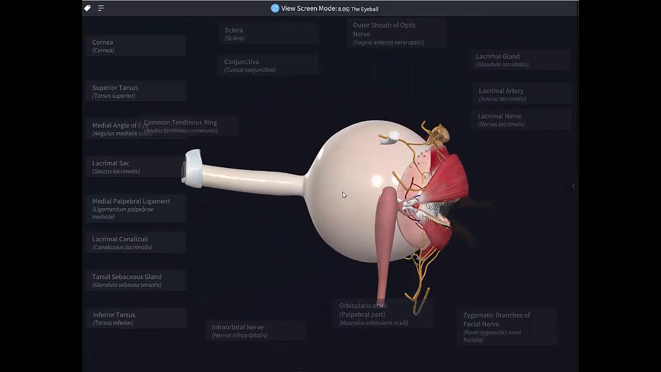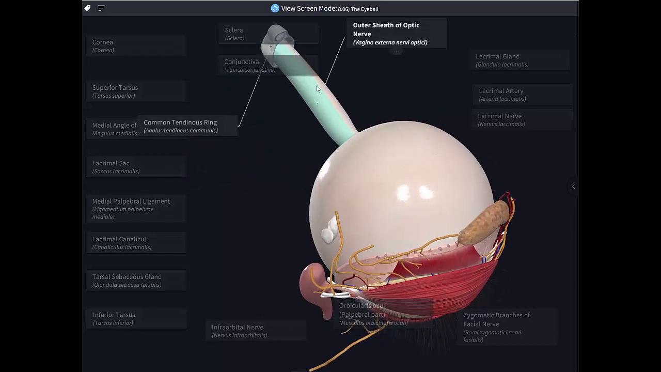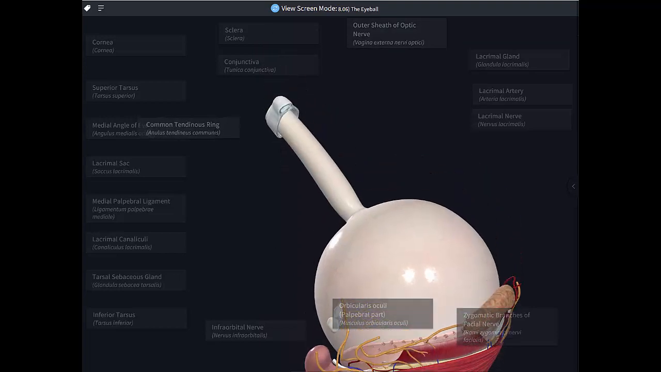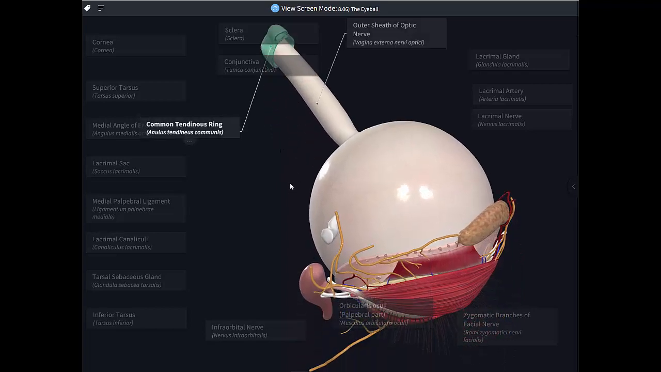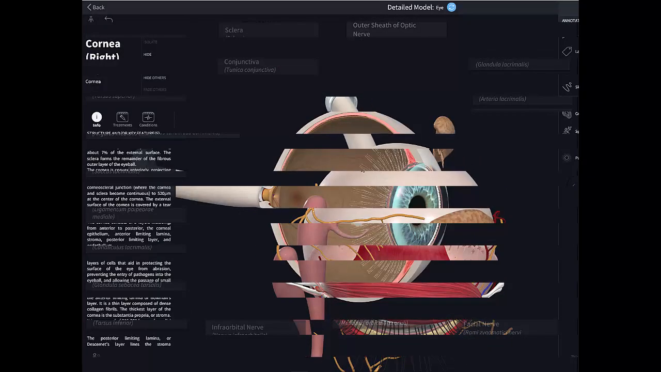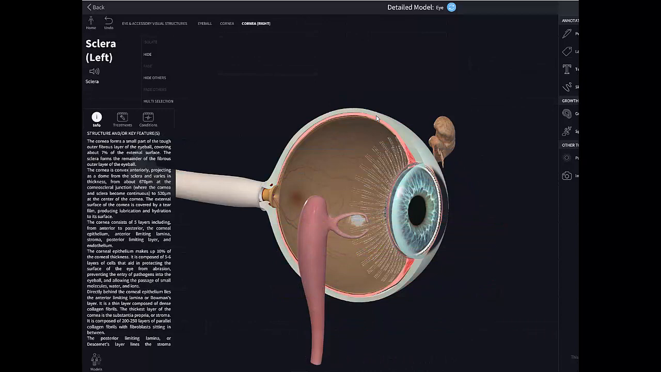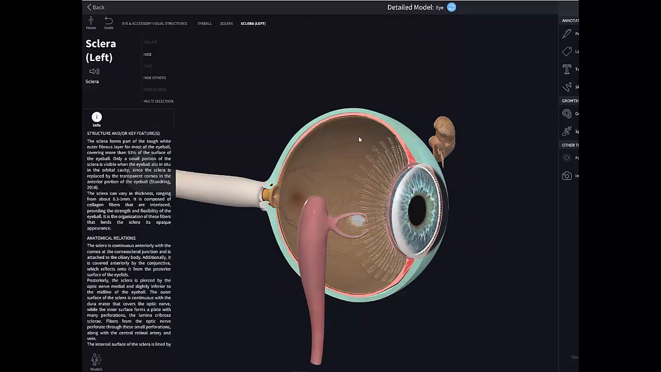If you look at the eyeball from laterally, we can see that it's continuous here with the outer sheath of the optic nerve. Specifically, what is continuous with it is the outer fibrous layer of the eyeball itself. You can also see back here the common tendinous ring, which is also called the annulus of Zinn, which forms an important attachment site for many of the extraocular muscles that will move the eyeball. If you think about the construction of the eyeball as a layered structure, it has 3 layers: a fibrous layer, a vascular layer, and an inner layer.